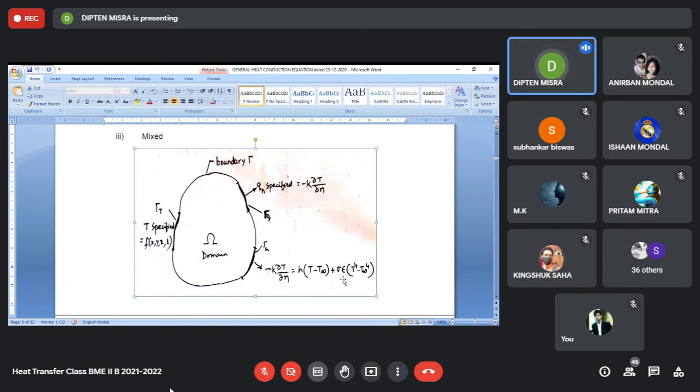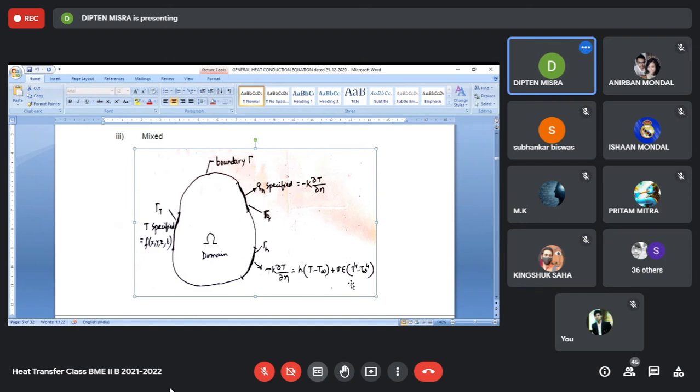And what about this thing? The universal constant is known to everybody who is knowledgeable. This is the Stefan-Boltzmann constant, with a value of approximately 5.67 times 10 to the power minus 8 watt per meter square Kelvin to the power 4. That is known whether somebody specifies it or not. So this is a universal constant, and we can write this.